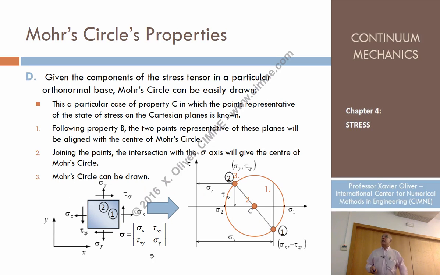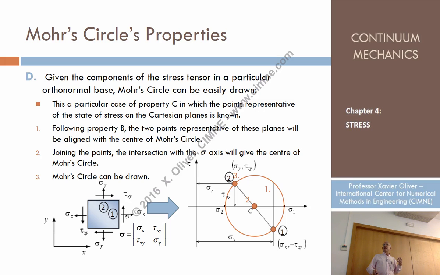So, just a specific case. Imagine that we are given the stress tensor. That means sigma x, tau xy, sigma y, in 2D cases. Imagine that they are positive. So take all these figures positive.